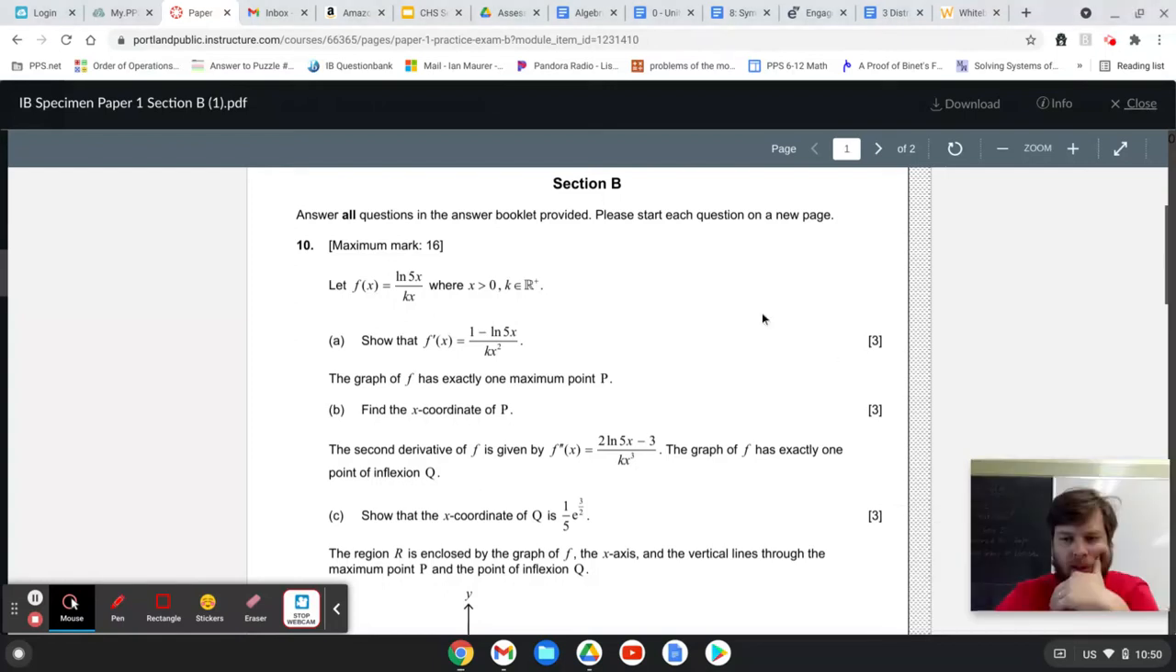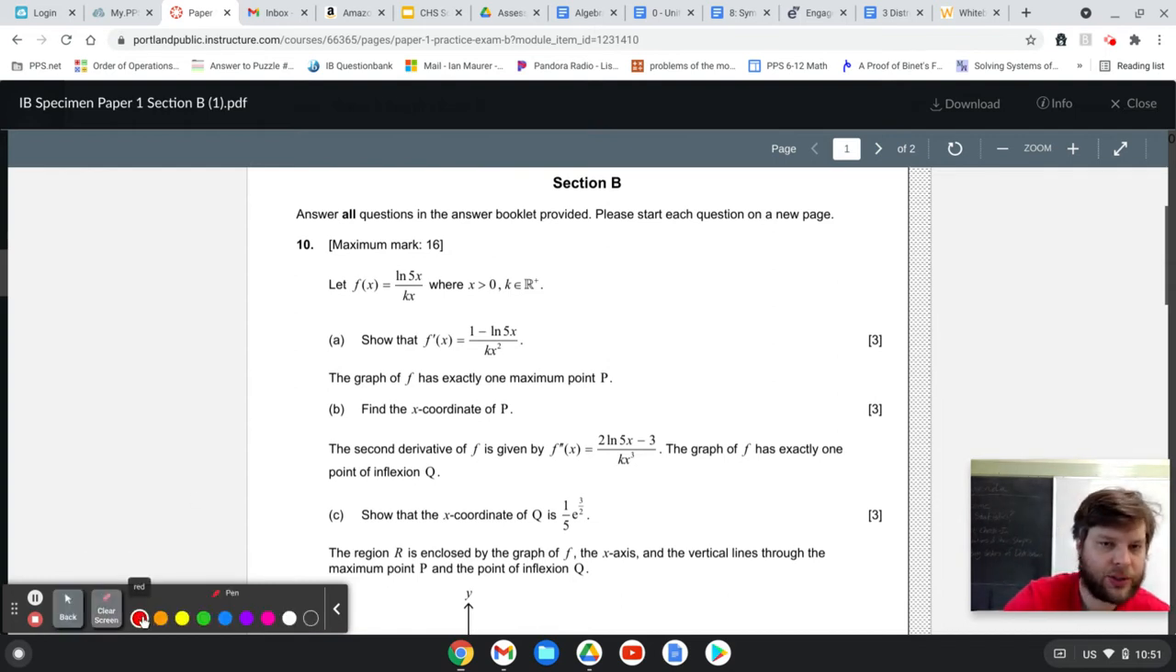Okay, so here we have section B, where it's more long answer. A lot of sections depend on each other, and I'll try to squeeze my handwriting in as much as I can, but we'll see how it goes. So, first one, we've got a function, and it is asking us to do the derivative, and we actually know what the answer is supposed to be. So, let's just take the derivative.